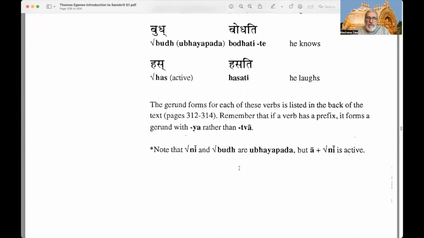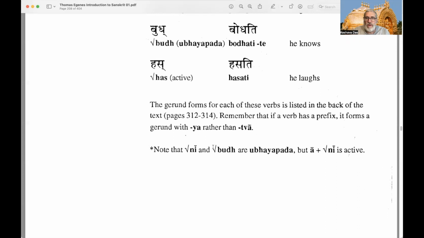Very simple. So the gerund forms, remember we had this idea of making a verb into a gerund, which is like a verbal noun. In the case of the tva endings, it was having done, having been, having chanted, having gone, like that. The gerund forms for each of these verbs are listed in the back of the text, pages 312 to 314. Remember that if a verb has a prefix, which we just learned about, upasargas, it forms a gerund with ya and not tva.